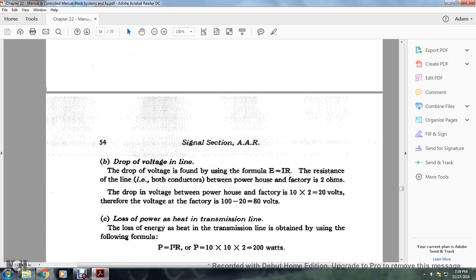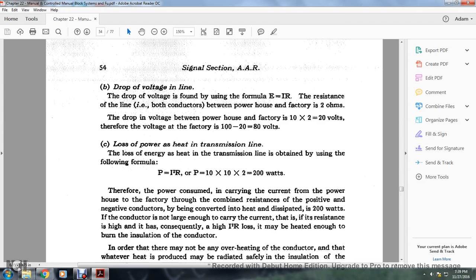Drop of the voltage in the line. The drop of the voltage in the line is found with the formula E equals IR. The resistance of the line, of both conductors between the powerhouse and the factory, is 2 ohms. The drop of the voltage in the line between the powerhouse and the factory is 10 times 2, or 20 volts. The voltage at the factory is 100 minus 20 volts, which is 80 volts.